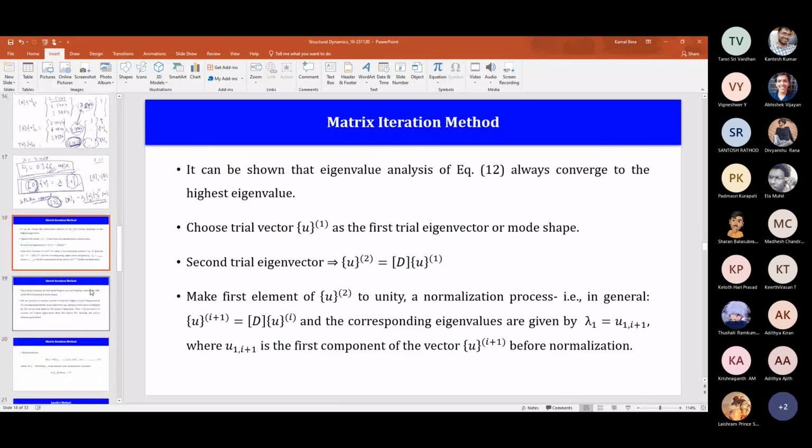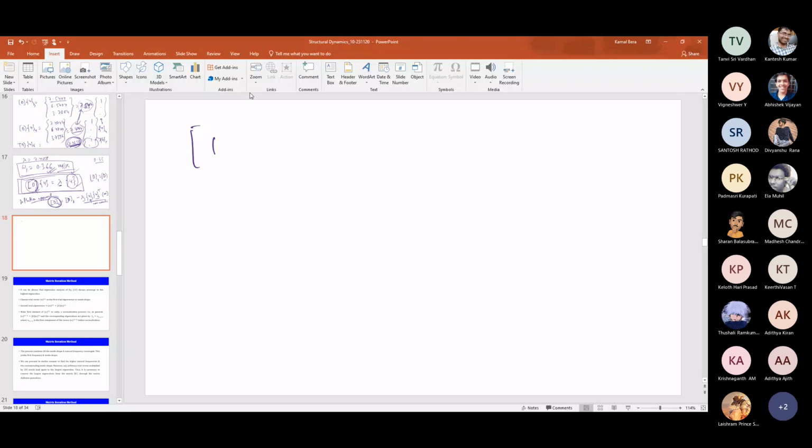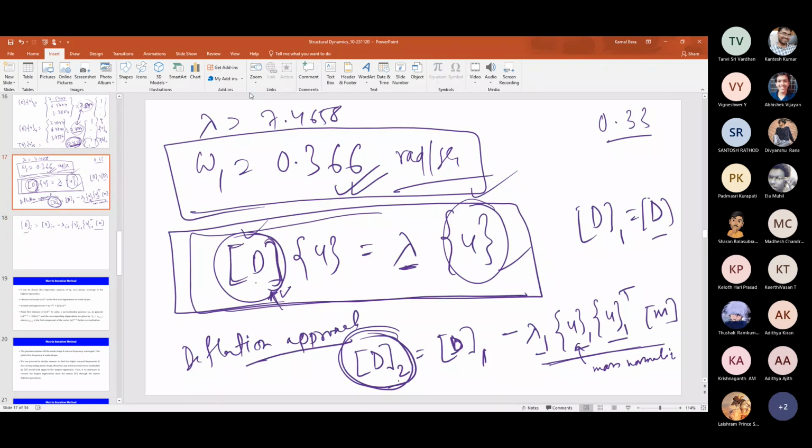In general, your deflated matrix for the ith case will be D i minus 1, minus lambda i minus 1, times U i minus 1, U i minus 1 transpose, and the mass matrix. That is the deflation you will do. As an example, I have shown D2, if you want to find lambda 2, or basically omega 2, because lambda 2 means 1 by omega 2 square. D2 equals D1, where D1 is your initial starting D. Then D3 will be D2 minus that, where D2 is what you obtained here. In this way. Clear?